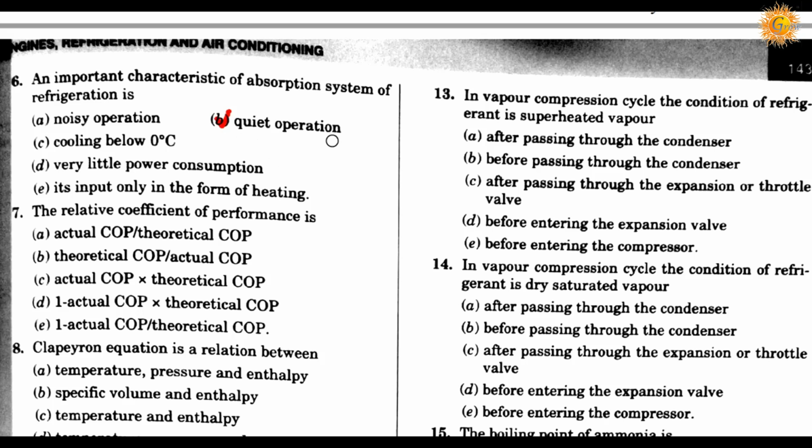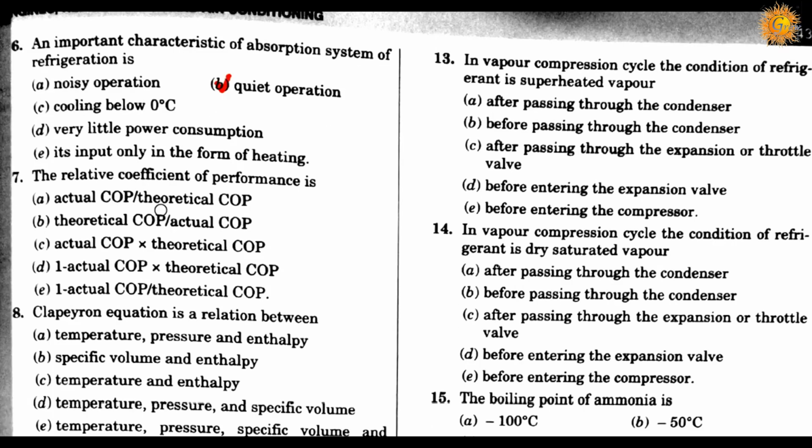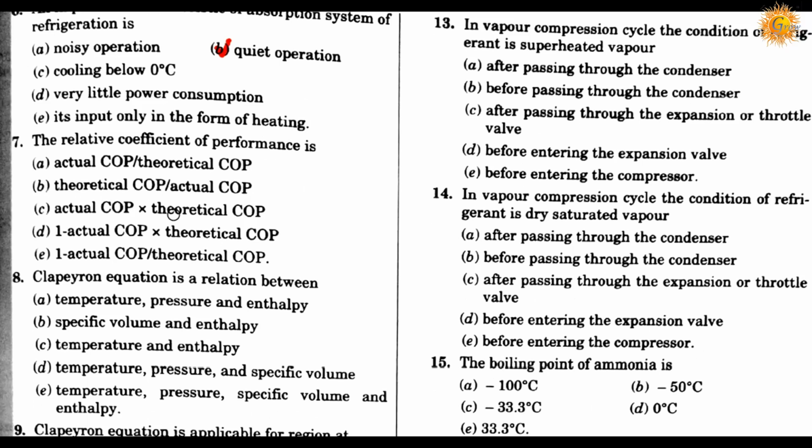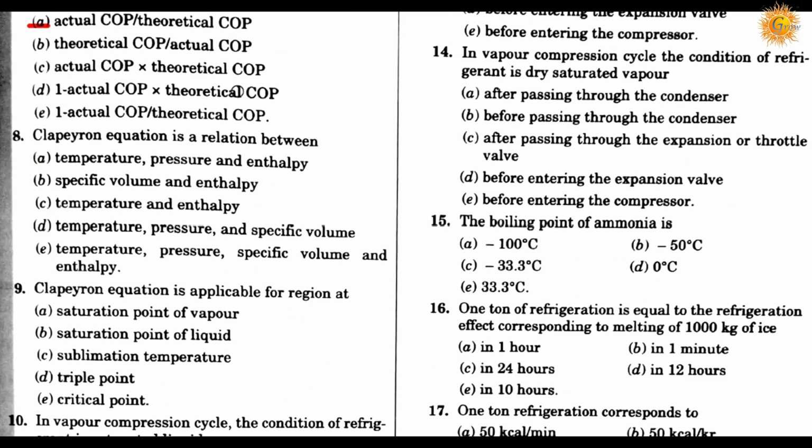Question number 7. The relative coefficient of performance is. Option A, actual COP upon theoretical COP. Option B, theoretical COP upon actual COP. Option C, actual COP into theoretical COP. Option D, 1 upon actual COP into theoretical COP. Option E, 1 upon actual COP divided by theoretical COP. So the correct answer is A. The relative coefficient of performance is the actual COP divided by theoretical COP. COP means coefficient of performance.